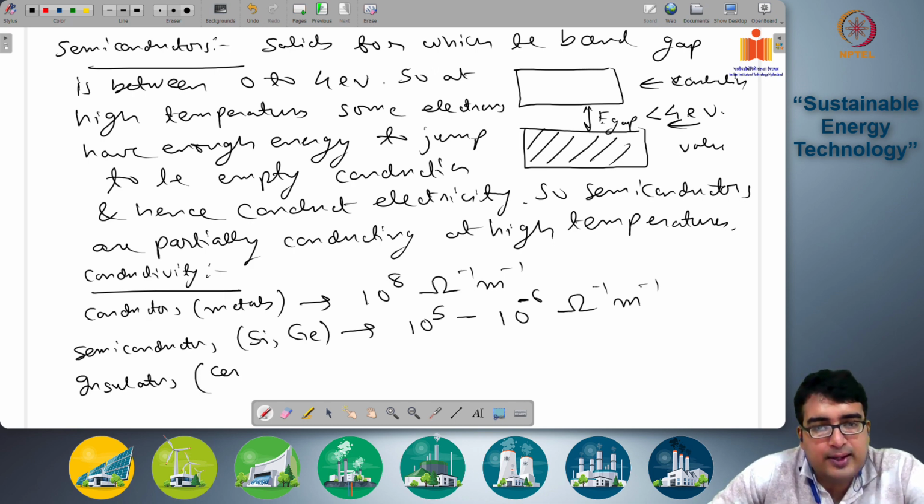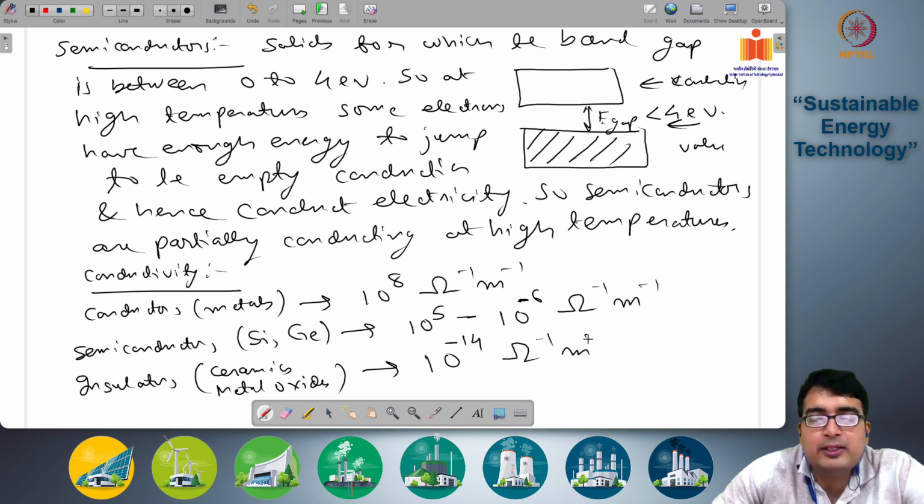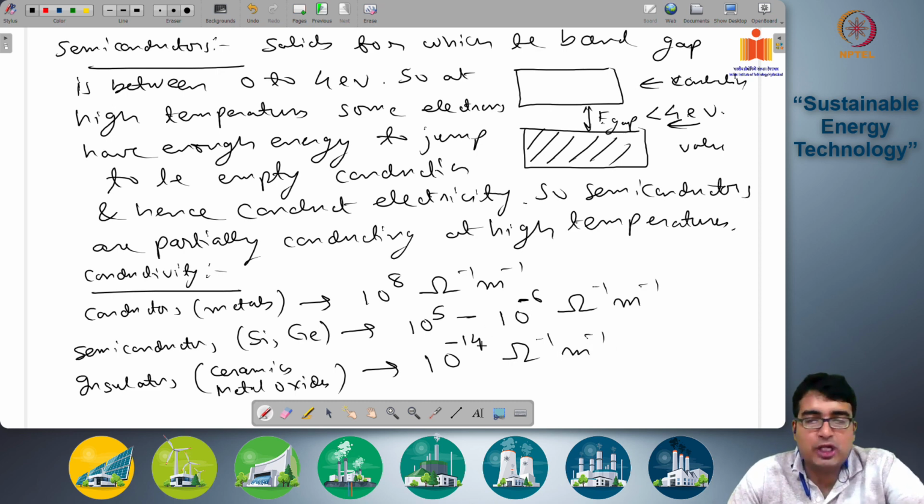Okay. Whereas insulators, these are ceramics, metal oxides. Here their conductivity is 10 to the power minus 14 ohm inverse meter inverse. So you can see again there is a huge jump from the conductivity of semiconductors to the conductivity of insulators, around 10 to the power 8 times. So even though the conductivity of semiconductors is quite low compared to conductors, still it is significantly higher than insulators. Okay. So you can actually distinguish these three types of materials fairly easily by measuring their conductivity.